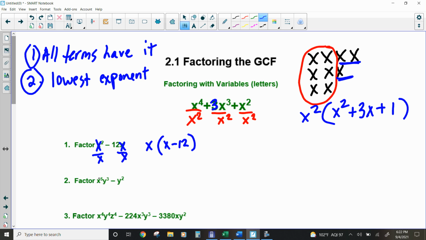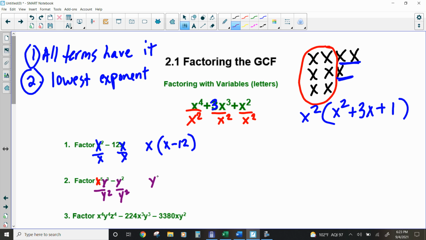And then same thing over here. If you look, this one over here has an x to the fifth, but the other term doesn't have an x, so I can't take out any x's. So I should be able to take out some y's because this one has a y and this one has a y. Lowest exponent would be y squared, so I'm going to take out a y squared from here and a y squared from here.